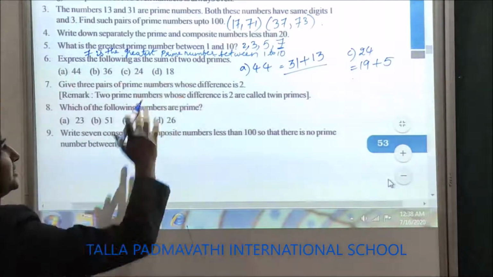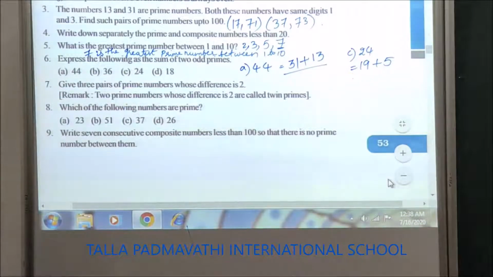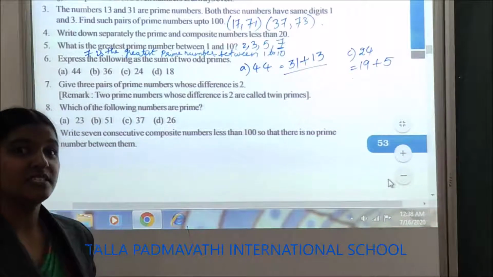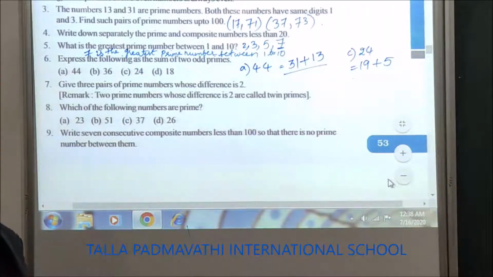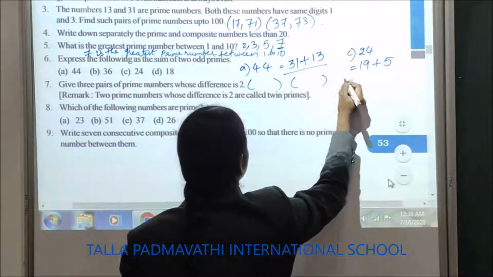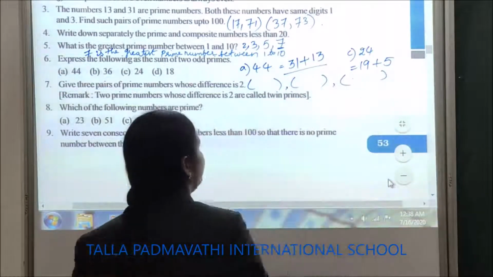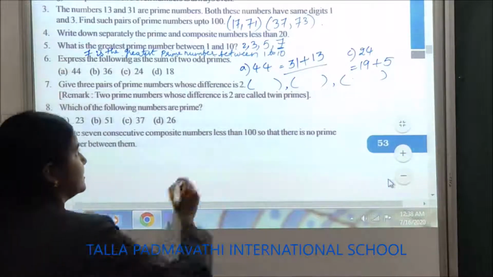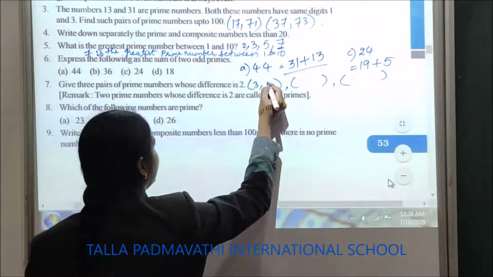Okay, next try 18. Next problem is, give 3 pairs of prime numbers whose difference is 2. So you need to take 2 prime numbers such that their difference is 2. Like that, you need to take how many pairs? You need to take 3 pairs. Okay. The first pair I am going to consider is 3 and 5.